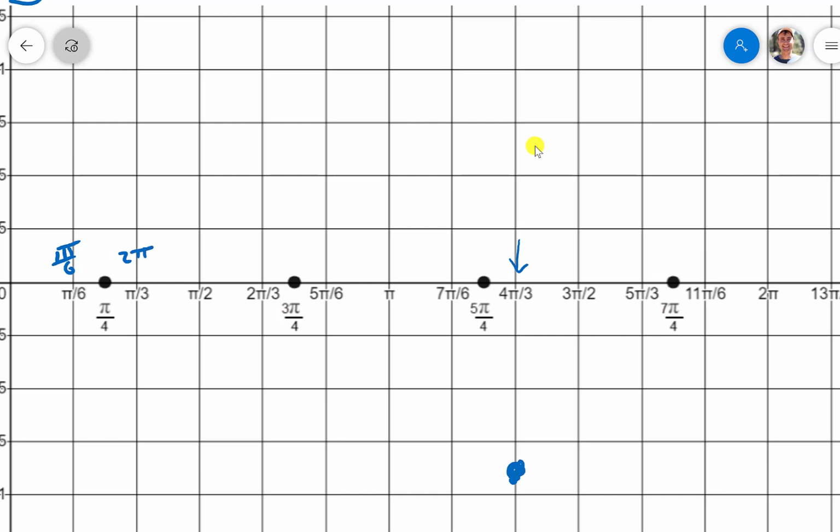So this is 2 pi over 6. And this is 3 pi over 6. 4 pi over 6. 5 pi over 6. 6 pi over 6. 7 pi over 6. You see how this is going here, right? 8 pi over 6. And then you can see how I just finished off the rest of these.